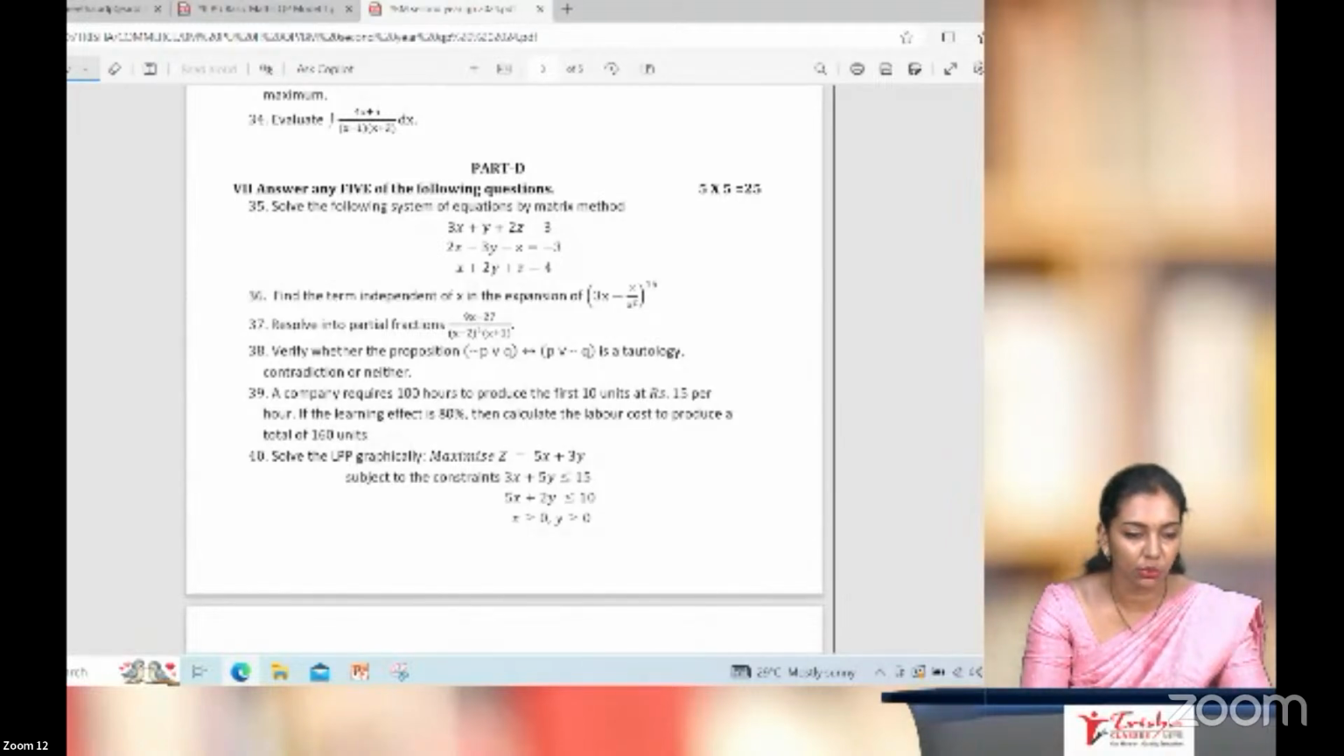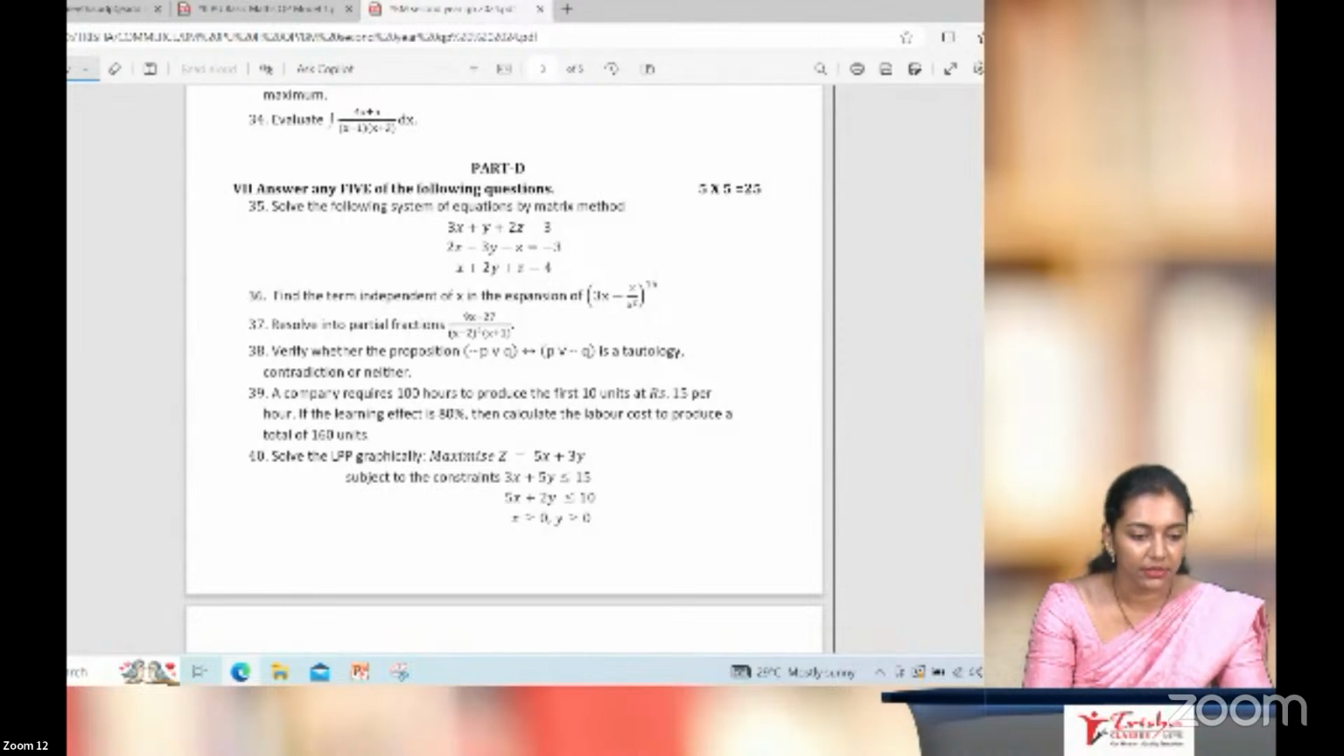Next, 37th question. You can expect a question under partial fractions, where you have repeated factors. Such questions are going to come. If you observe a few of the model papers, such questions have come where the denominator has repeated factors.